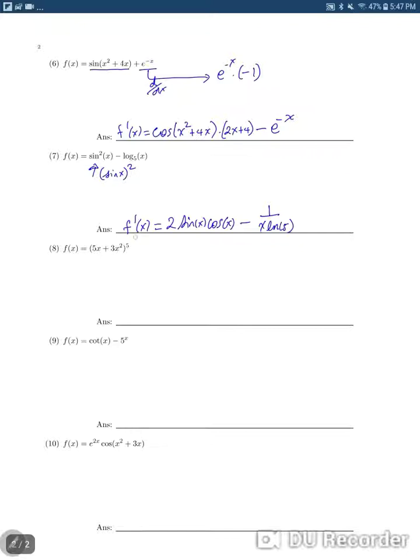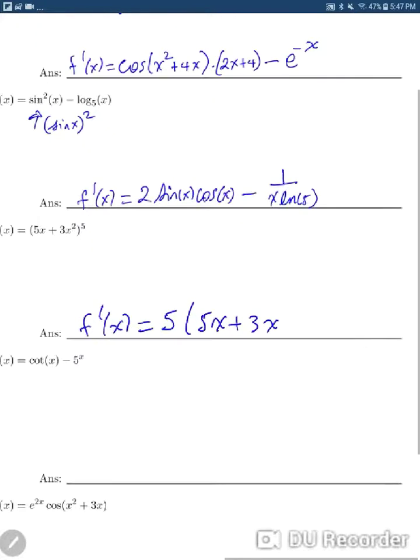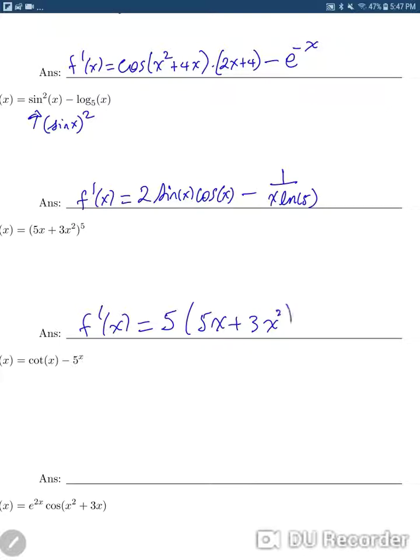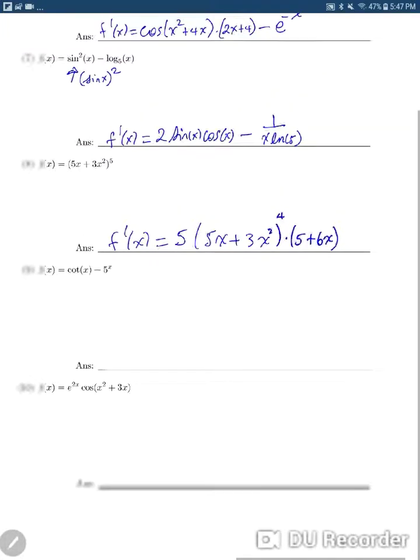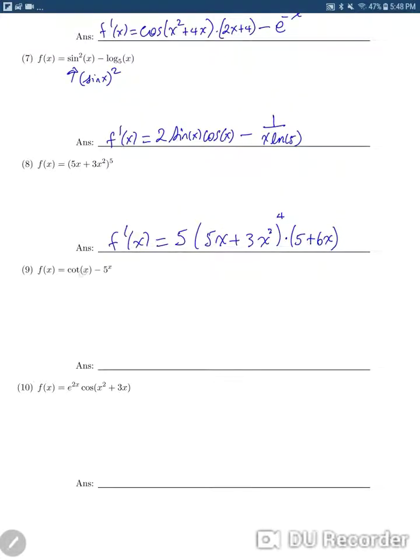Here I see a chain of two functions. It's a composite of two functions. So the derivative, I will apply the chain rule. That would be 5x plus 3x squared, to the power of 4, times the derivative of the inside, which is 5 plus 6x. Okay, that is that.